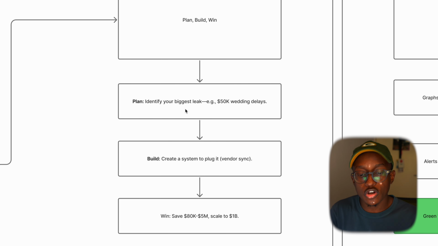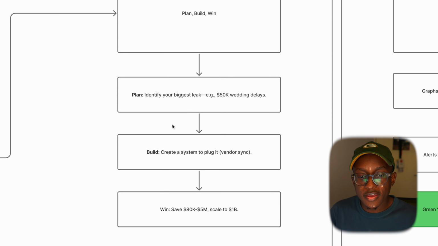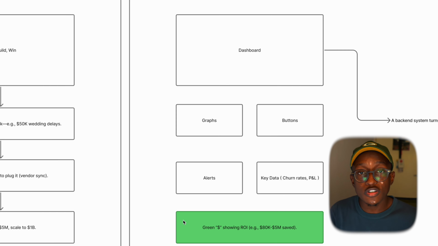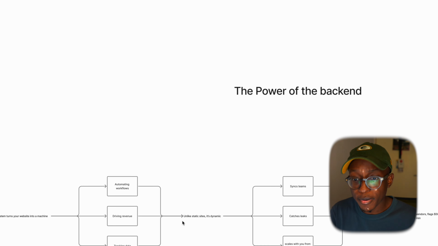And then we have the last part, which is win, which I aim to save between 80K to 5 million and scale to revenue. As a business owner, these figures may be different, but your main win here is to save as much money as you possibly can, whether it may be time or labor, basically your processes. You're manually doing these processes, and if you're doing it, you need to save as much time as you possibly can. And with that, we can then move on to the next phase, which is the power of the backend.